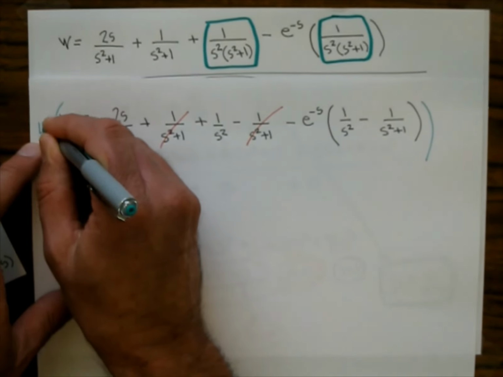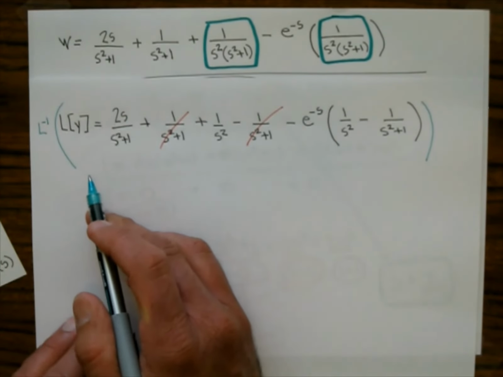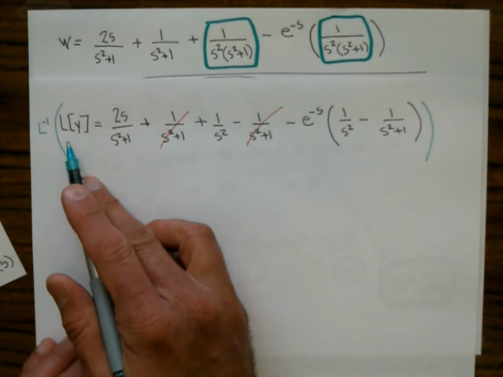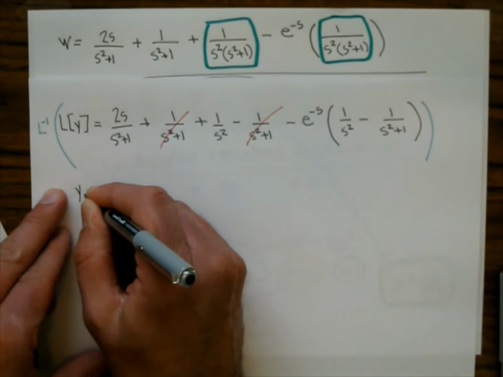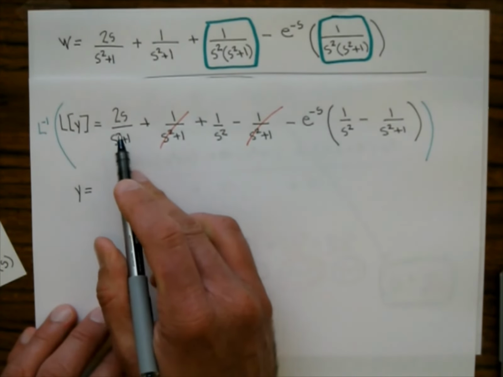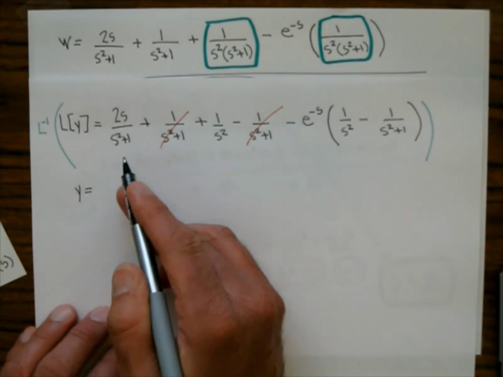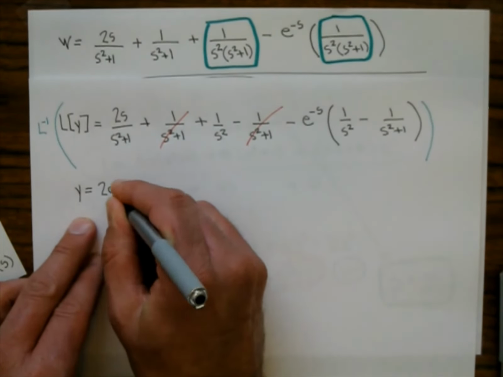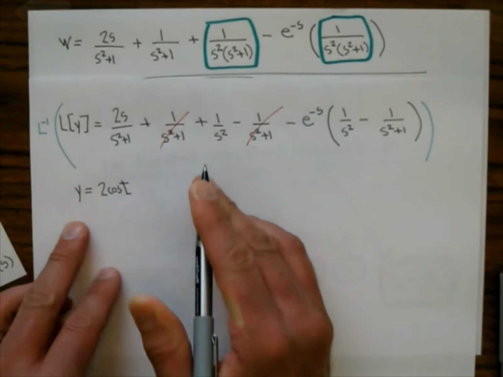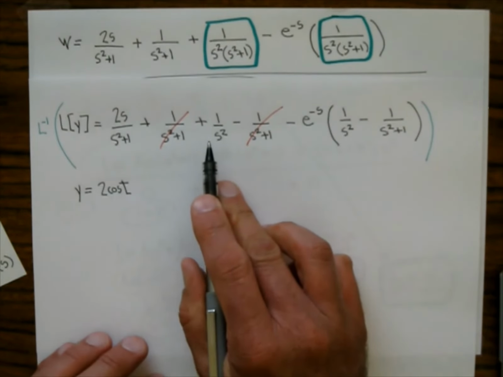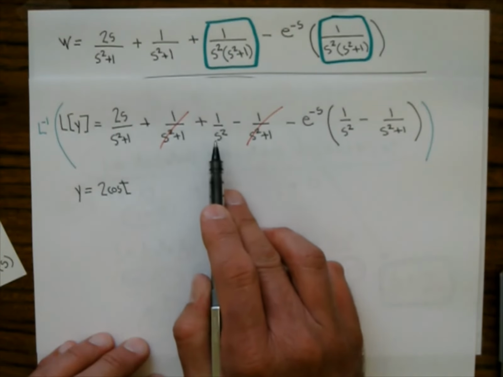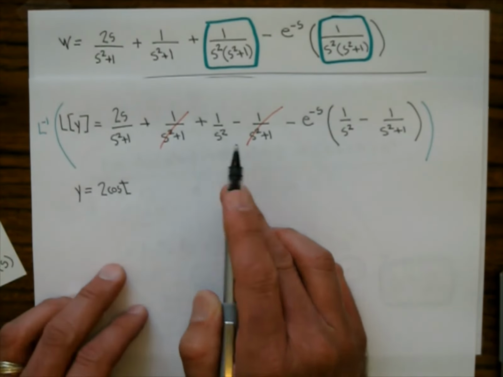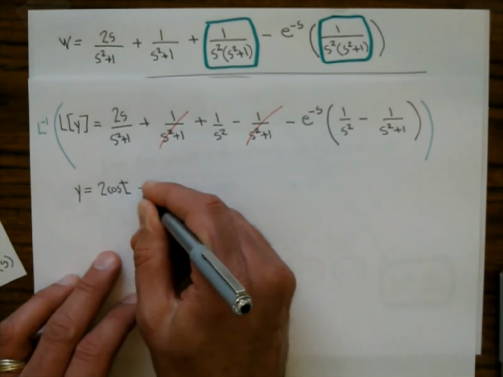I'm going to take the inverse Laplace transform of the Laplace transform of y. That's a tongue twister. This is y. The inverse transform of 2s over s squared plus 1 is 2 times the cosine of t. Those guys canceled out. The inverse transform of 1 factorial over s squared is just going to be t.